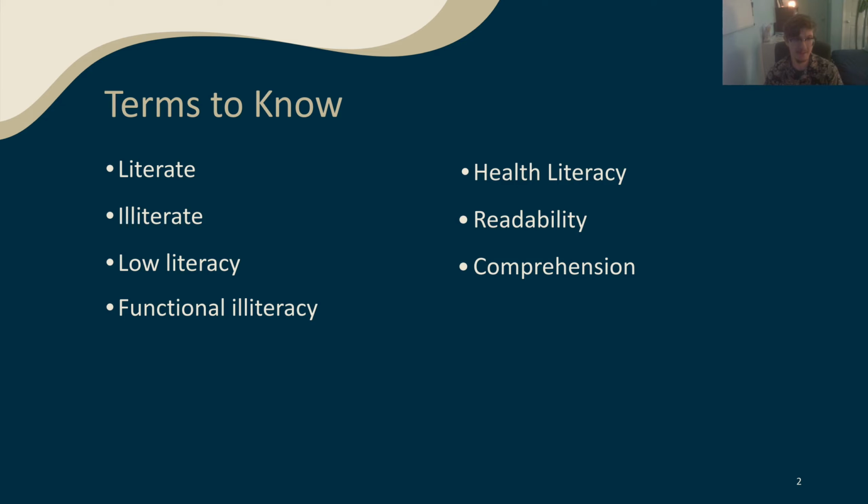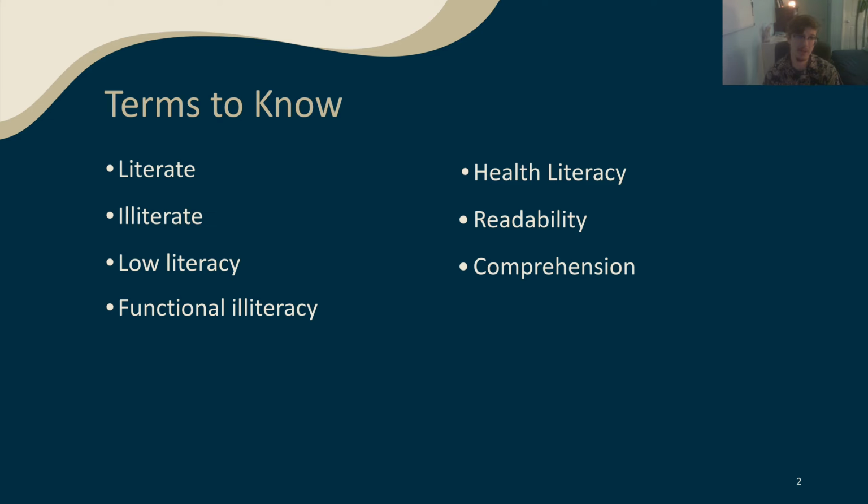And on the opposite end of the spectrum, we have illiterate. So once again, at a basic level, illiterate can mean being unable to read, write, or comprehend written materials at all, but the book also defines it as being able to read, write, and comprehend at less than a 5th grade level, right? So if they can't read, write, or comprehend at least a 5th grade level, then they are illiterate, right? If we're talking about a patient here.